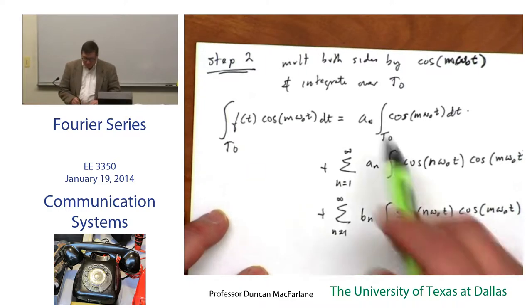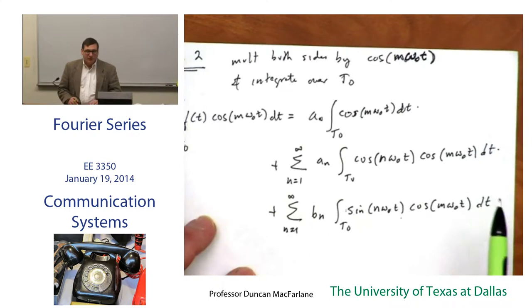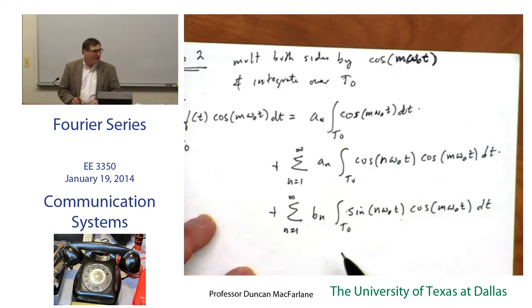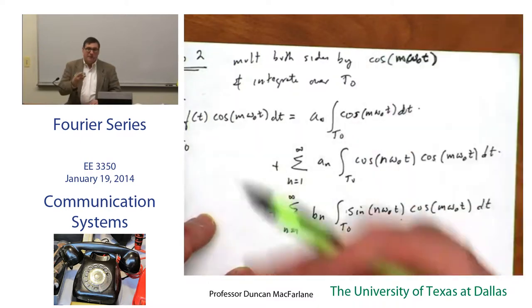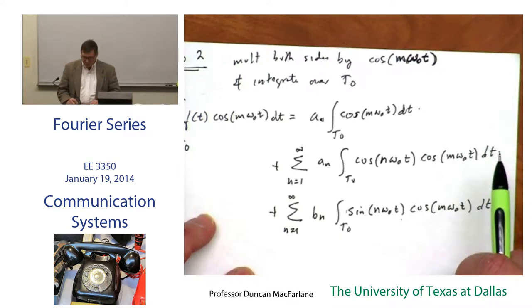So I multiplied each term in that Fourier expansion by cosine of m omega naught t. I draw the integral across each one. I bring out my constants this time just to make the identification of those a little bit easier. And I'm interchanging the order of summation and integration, so I'm integrating term by term this long expression.